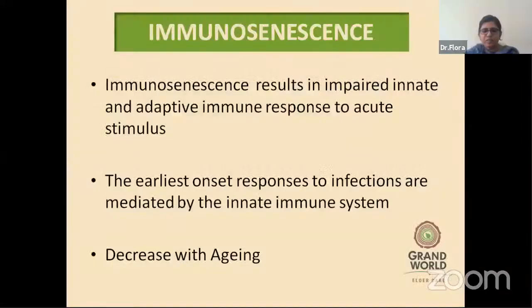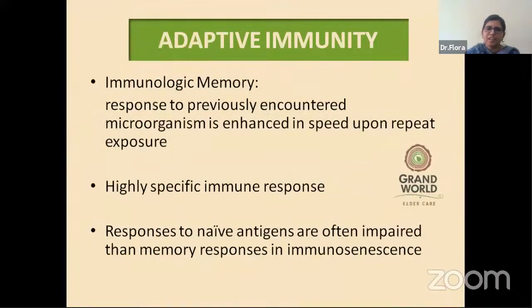In case the innate immune system is not able to respond or not able to clear the infection, then the adaptive immune system will come into play. This adaptive immune system shows a highly specific immune response. It's like the cops or the military people. If the security people are not able to catch the culprit, then we'll call the police, and then they will come into role. It's like that only for the adaptive immune system. It's a highly specific immune response.